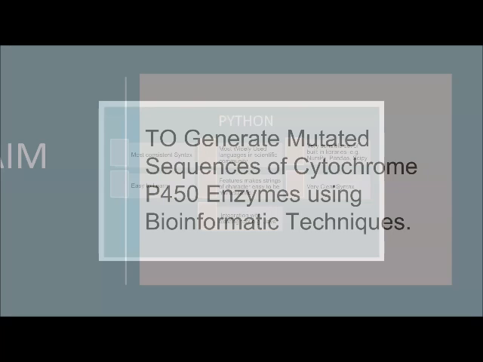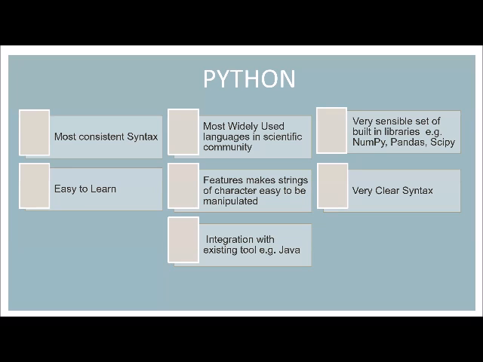So the bioinformatic technique used is Python. Python is widely accepted in the scientific community because it has very consistent syntax. It has a very sensible set of built-in libraries such as NumPy, Pandas, and SciPy. It's easy to learn. It has features such as strings of characters that can be well manipulated. It has very clear syntax, and it's also integrated with other existing tools such as Java.